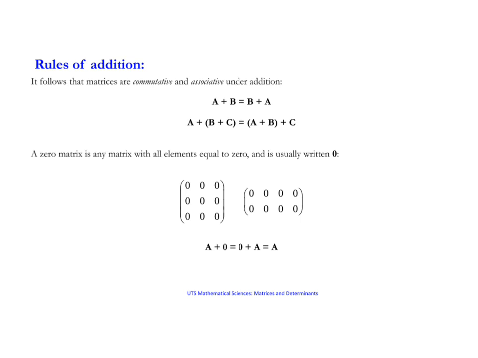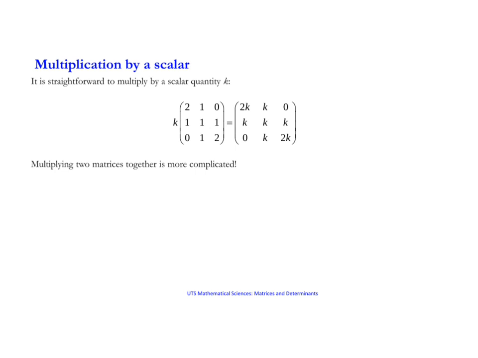Lastly, before we go on to matrix multiplication, if we multiply a matrix by a scalar constant, so here we're going to use k, then it's the same as multiplying all the elements by k. So 2 becomes 2k, 0 times k is still going to be 0. Multiplying our 1s, they become k. Multiplying 0, 0, k, and then 2k. If we are multiplying two matrices together, this is a bit more complicated, and I'll cover that in the next segment.